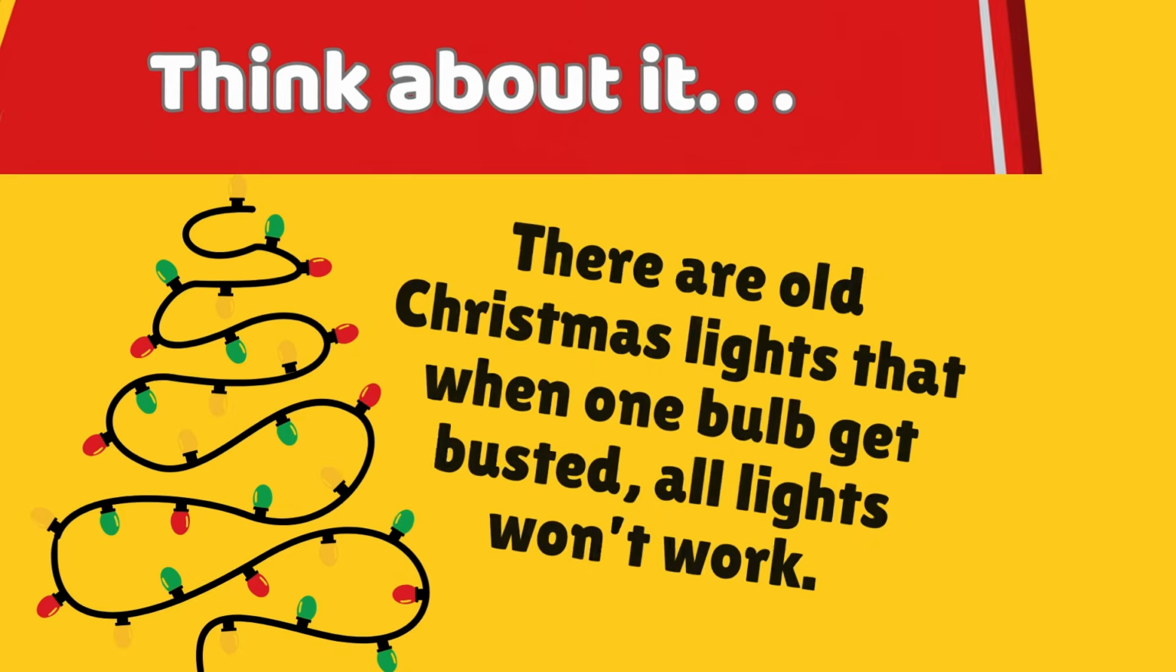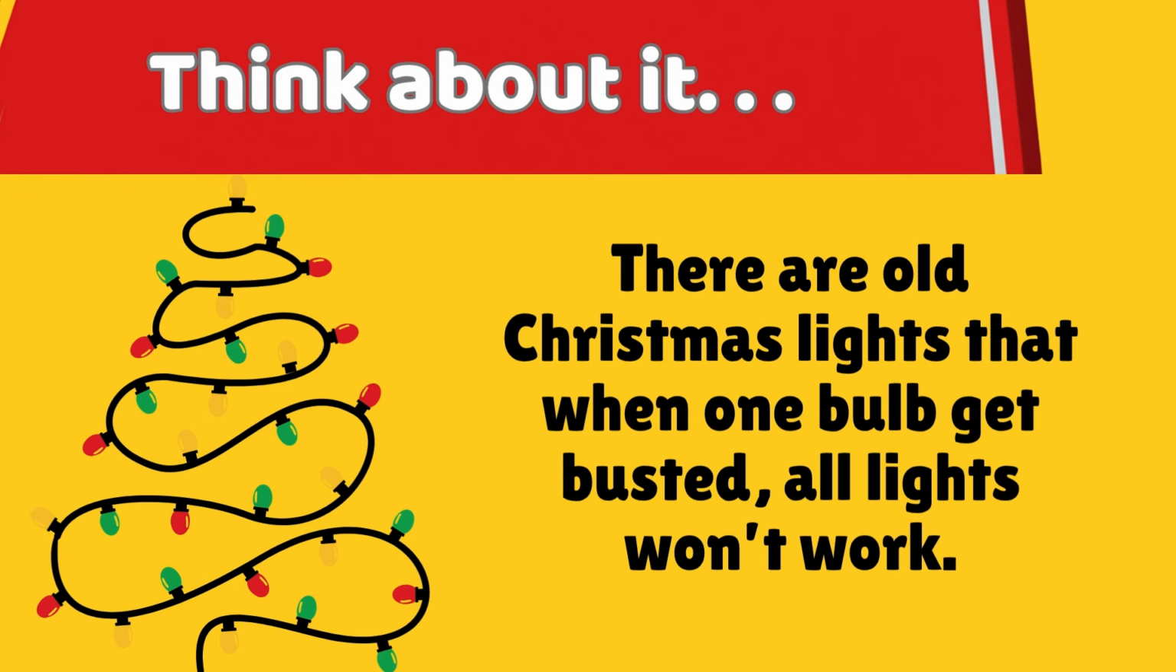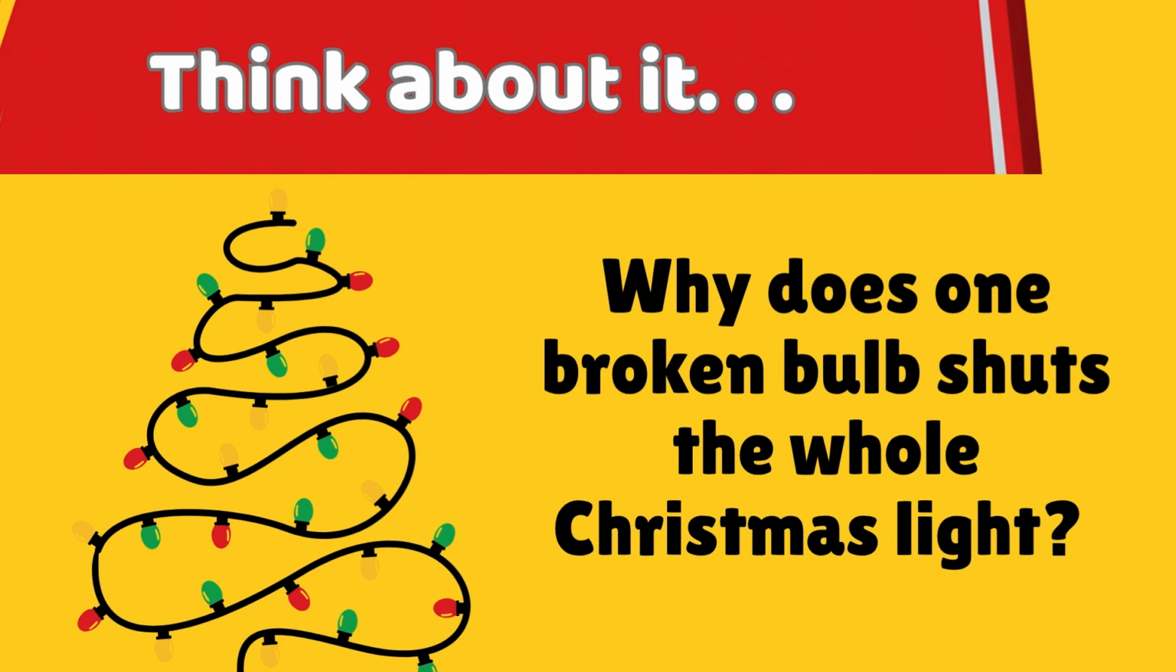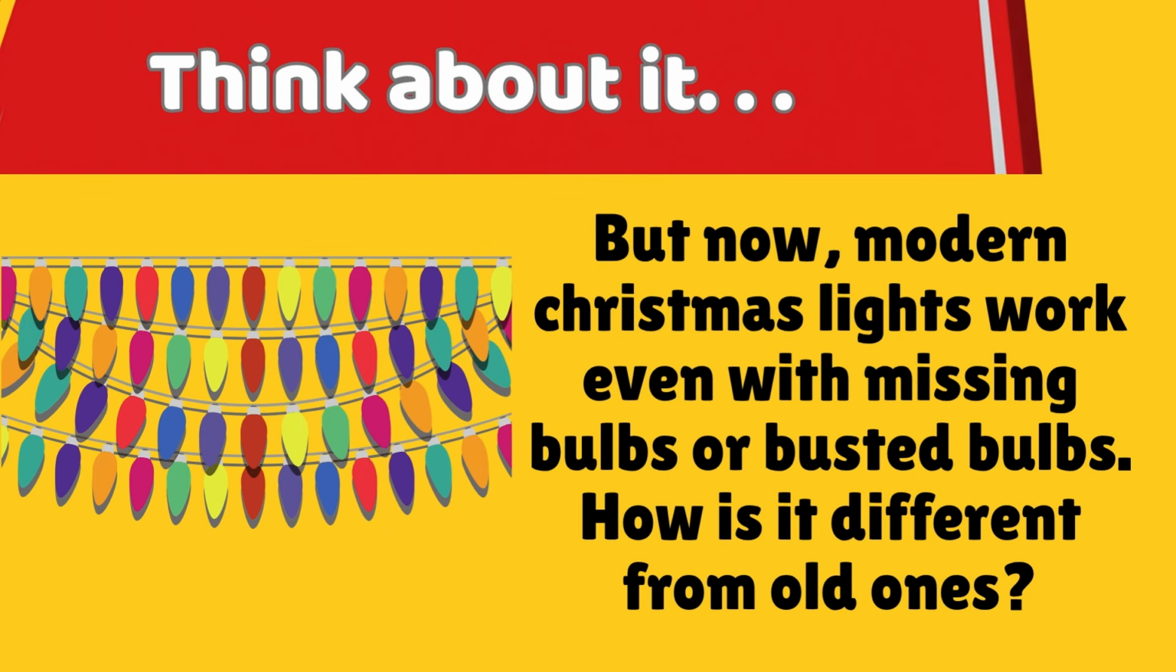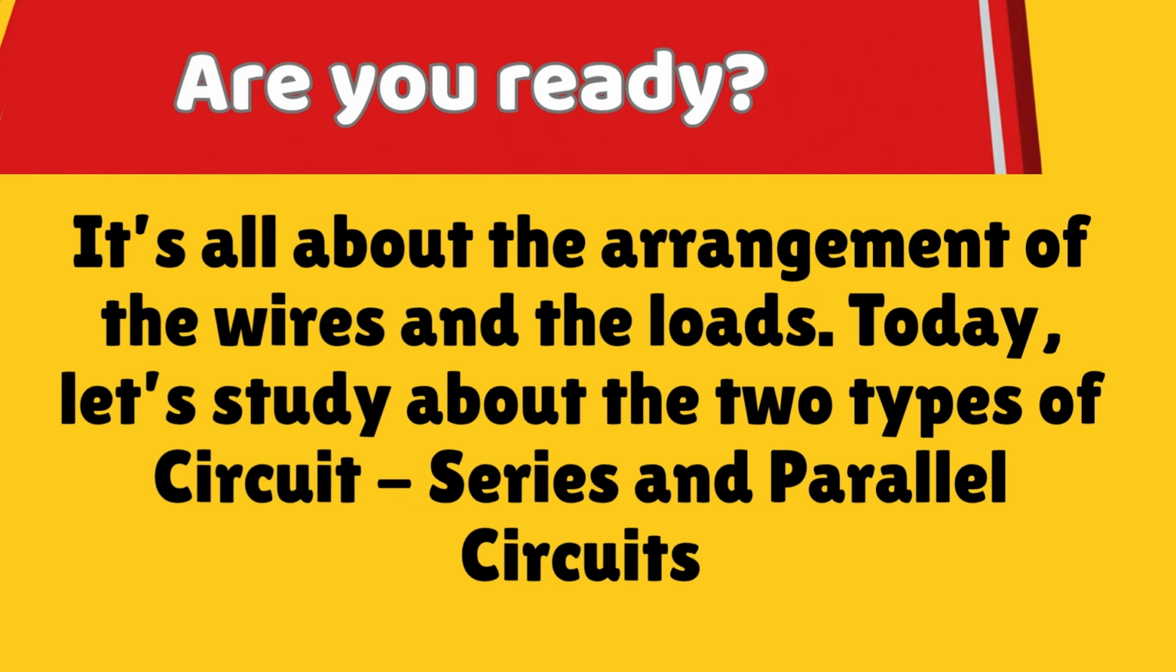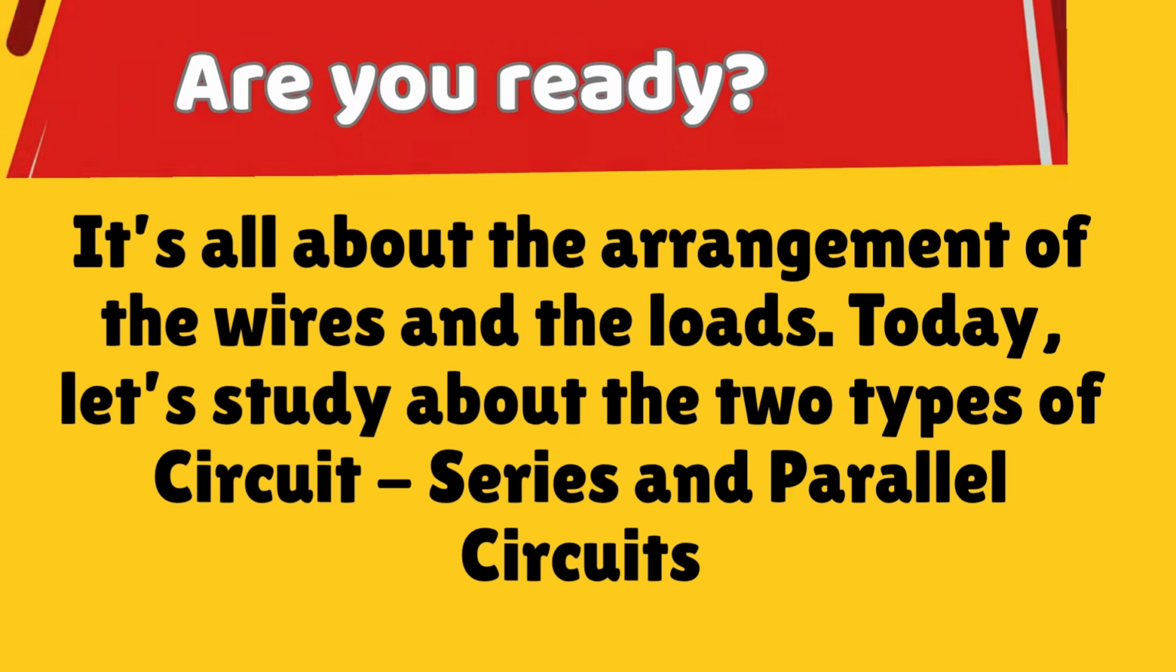Think about it. There are old Christmas lights that when one bulb gets busted, all lights won't work. Why does one broken bulb shut the whole Christmas light? But now, modern Christmas lights work even with missing or busted bulbs. How is it different from the old ones? It's all about the arrangement of the wires and the loads. Today, let's study the two types of circuit, series and parallel circuits.